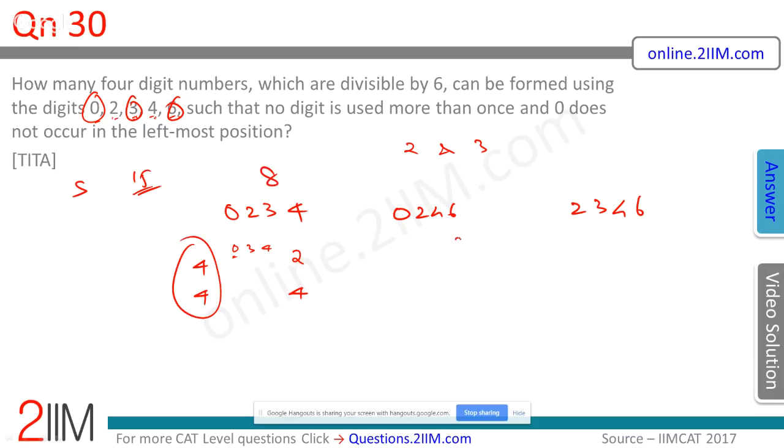You could end with 2. You'll have 0, 4, 6 being rearranged. It would be 4, 0, 6, 6, 0, 4, 4, 6, 0, 4, 6. So 4 ways. It could end with 4, 4 ways. It could end with 6, 4 ways. So starting with this, there are 12 outcomes possible.